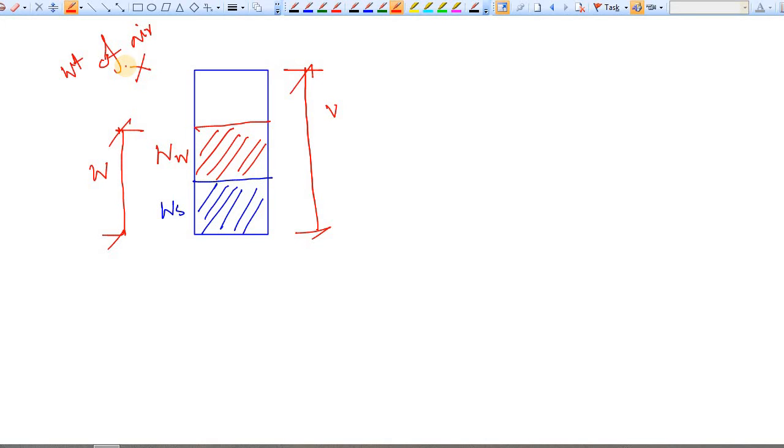Clear? So what is the first relation related to weight? So, weight relations.